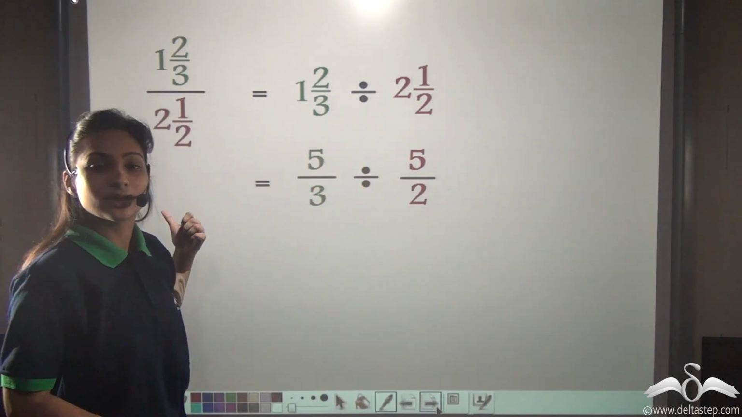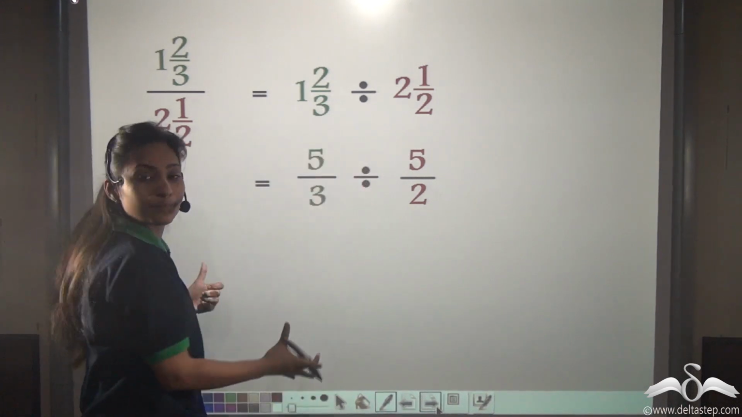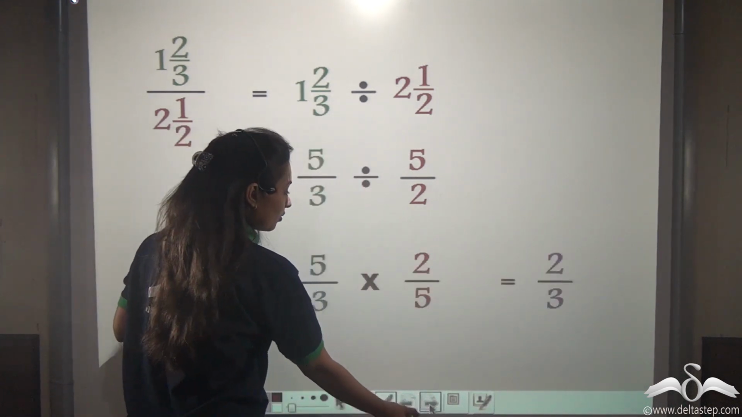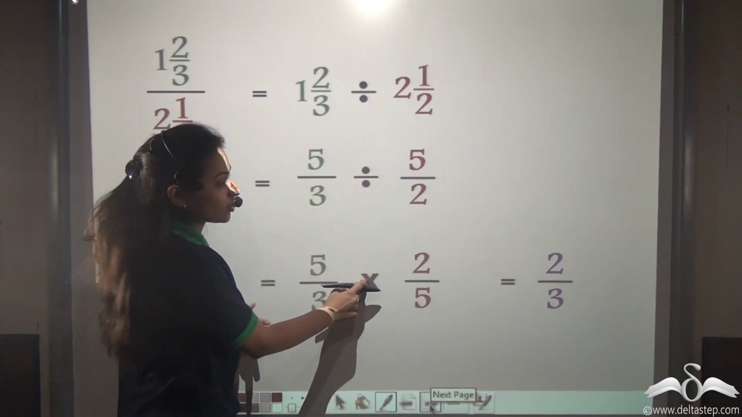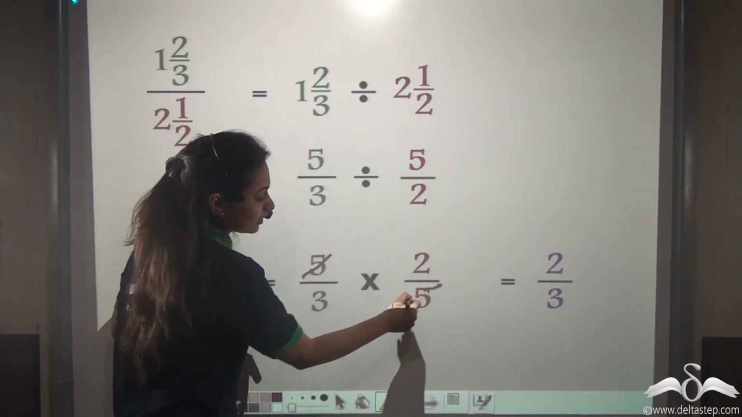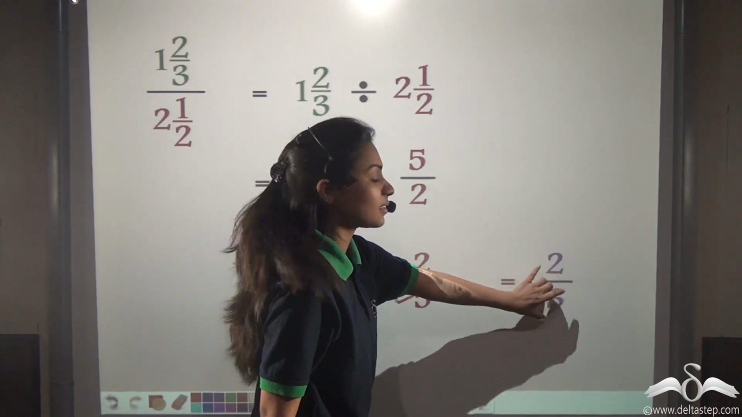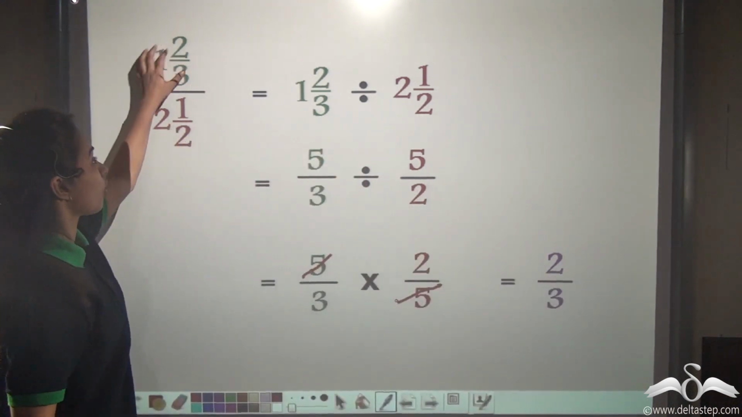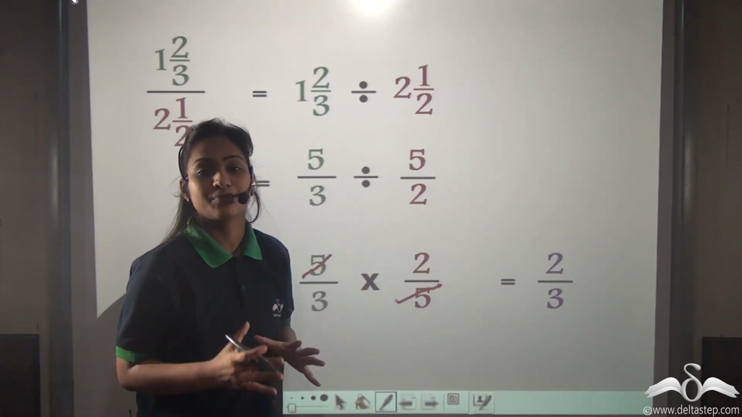So again, you have already learned how to convert complex fractions into simple fractions. So repeat the same process here. This gives us 5 by 3. Changing it into multiplication and reciprocating it, we get 2 by 5. So 5 and 5 get cancelled and we are left with 2 by 3. So 2 by 3 is the simple fraction for such a complex fraction. So this is how you convert complex fractions into simple fractions.